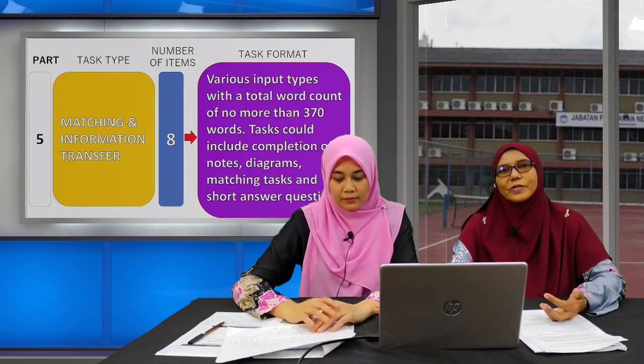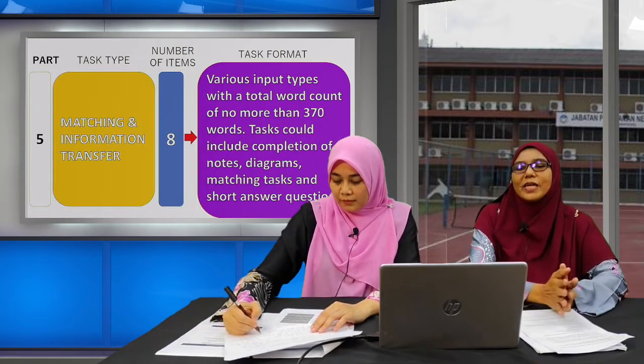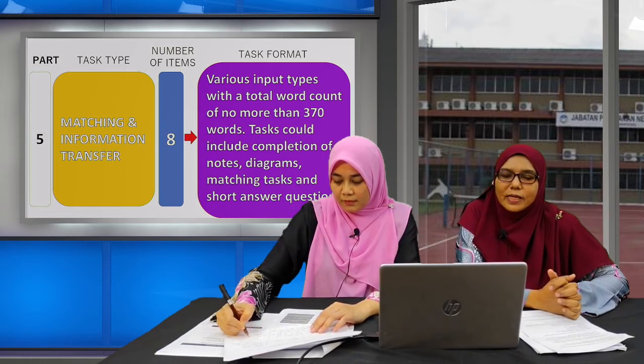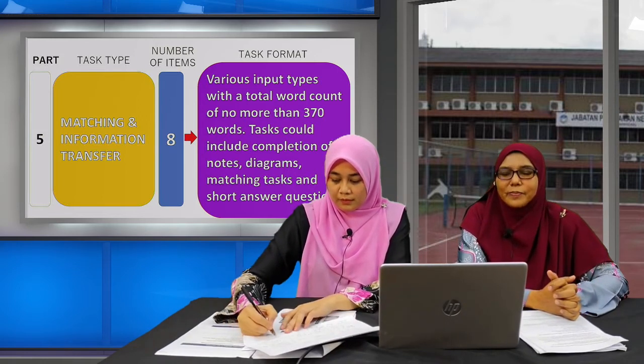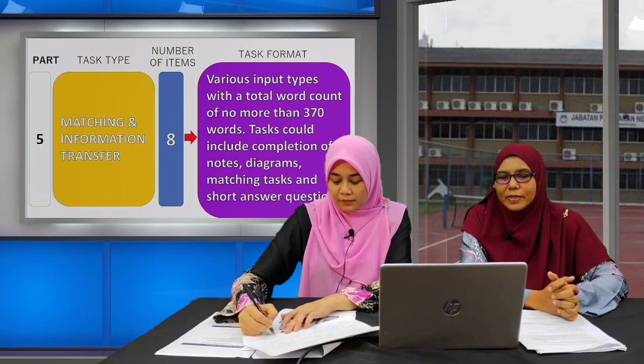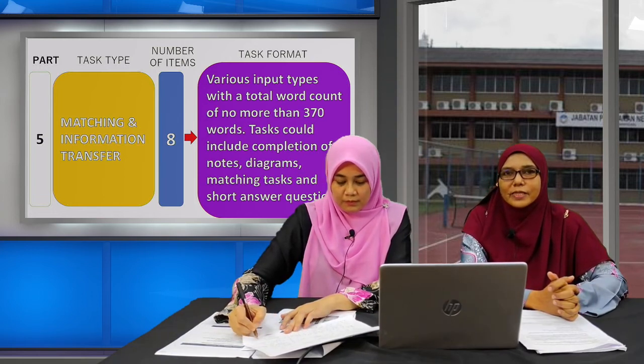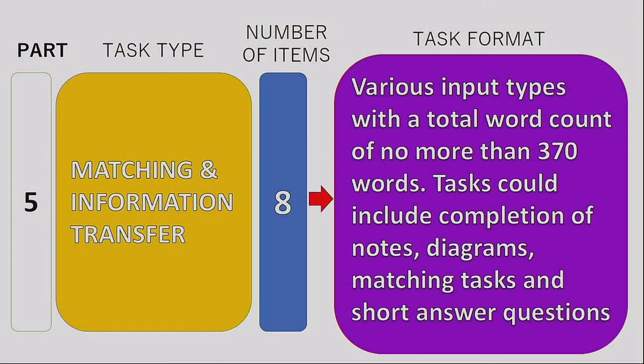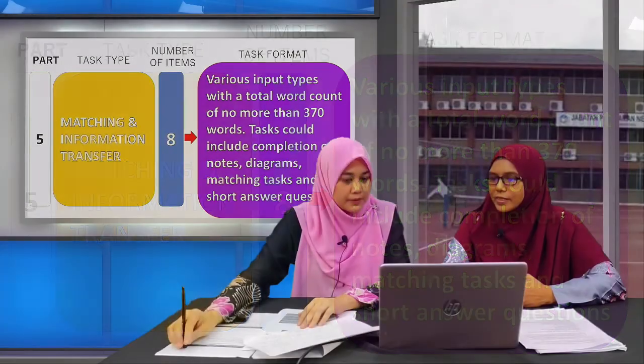We are almost towards the end of the video. This is what we can get in part 5 of the test paper. The task type is matching and information transfer, with 8 questions. Various input types with a total word count of no more than 370 words. And then tasks could include completion of notes, diagrams, matching tasks, and short answer questions.